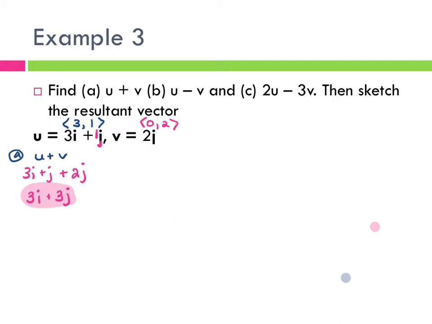Now when I go to graph this, my change in x is 3, my change in y is 3. I start at 0, 0. I go 1, 2, 3 to the right, 1, 2, 3 up, draw my vector, arrow towards the terminal point. And that's what my vector would look like.